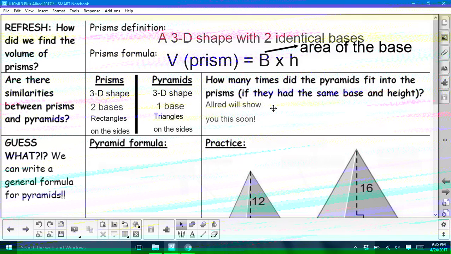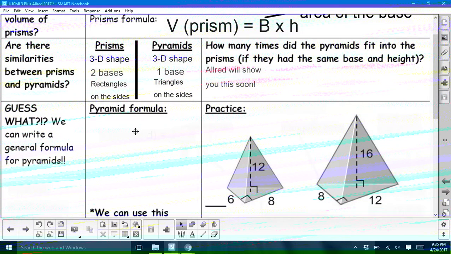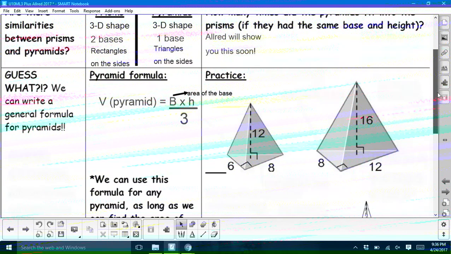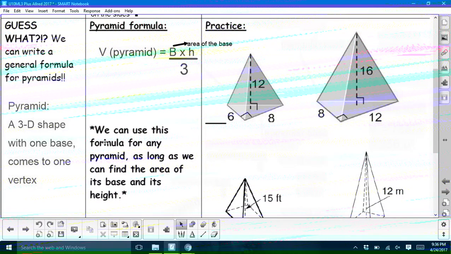I think it's pretty cool. We're going to talk about the pyramids fitting into the prisms. For now, just trust me about the formula. The formula for the volume of a pyramid is big B times height divided by 3. Okay, where the big B still stands for the area of the base, and the height represents how tall it is, divided by 3. A pyramid is a 3D shape with one base that comes to one vertex.